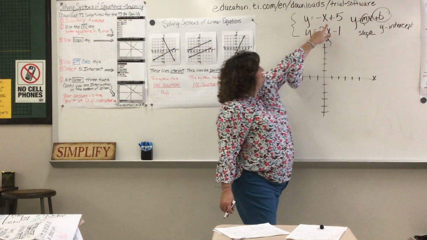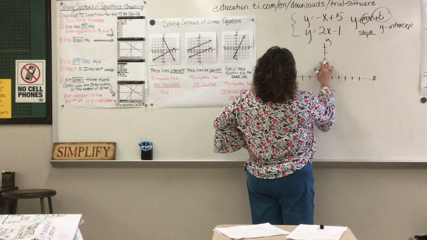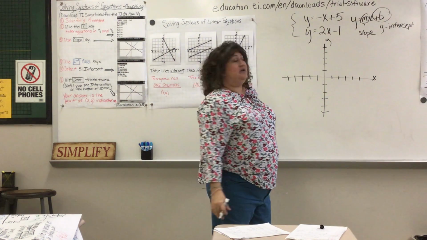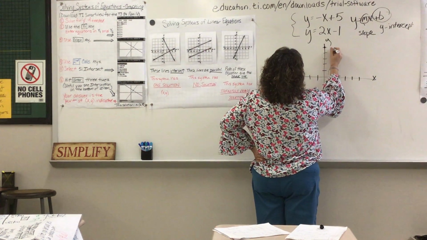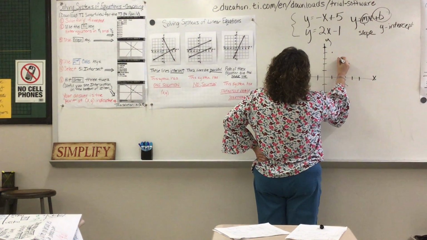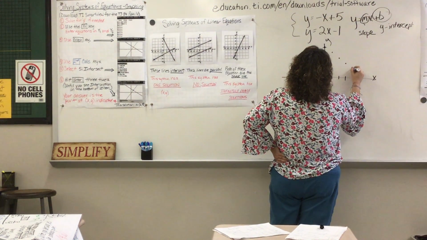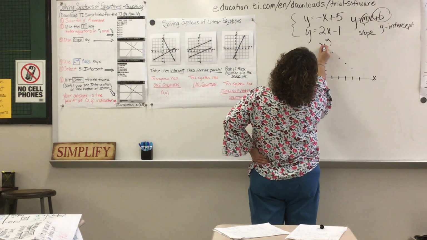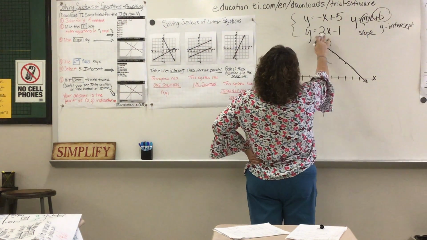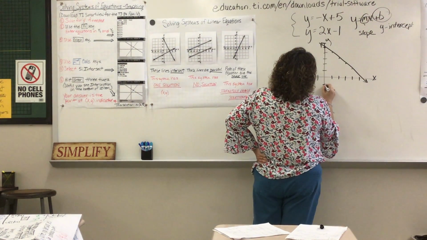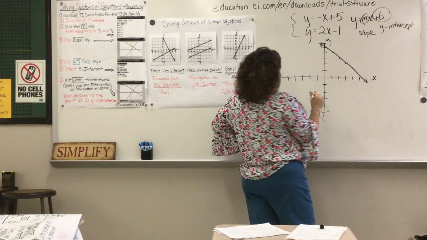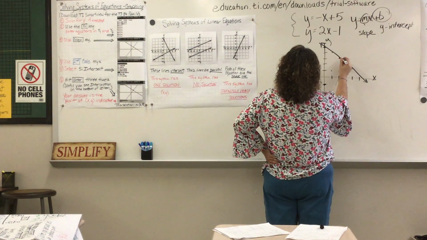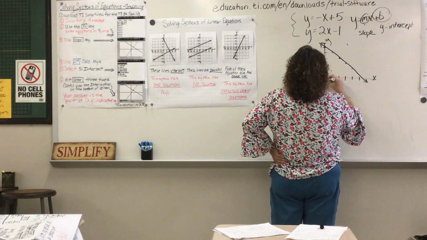I'm going to do this one. This one's y-intercept is at 5. Okay. And my slope is -1. That means for each one that I go over, I'm going down 1. Going down, over 1. Going down, over 1. Okay. This one, my y-intercept is -1. And this one says my slope is 2. So every one I go over, I'm going to go up 2. And draw that line.